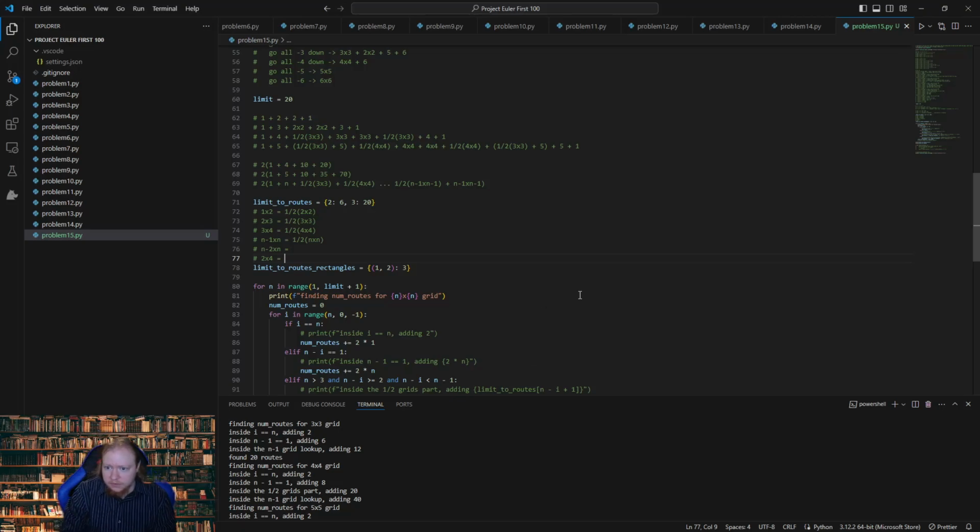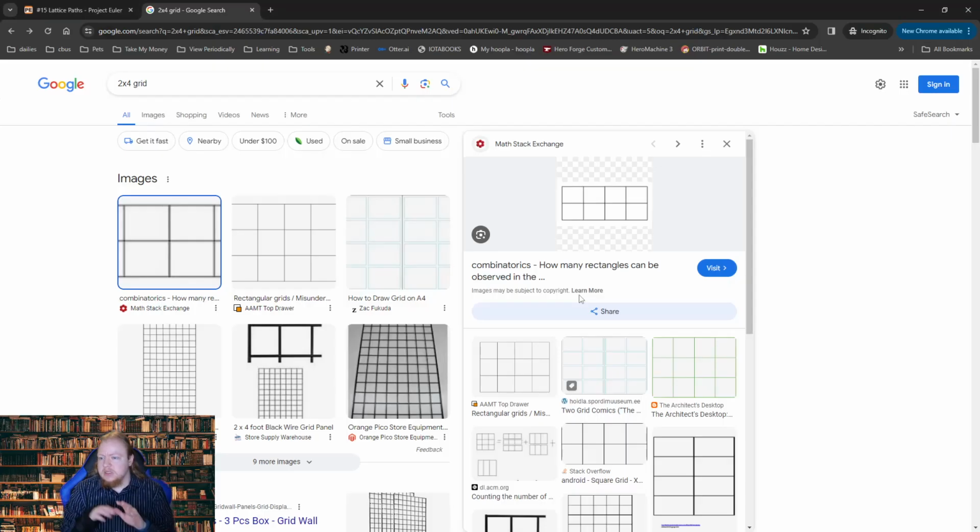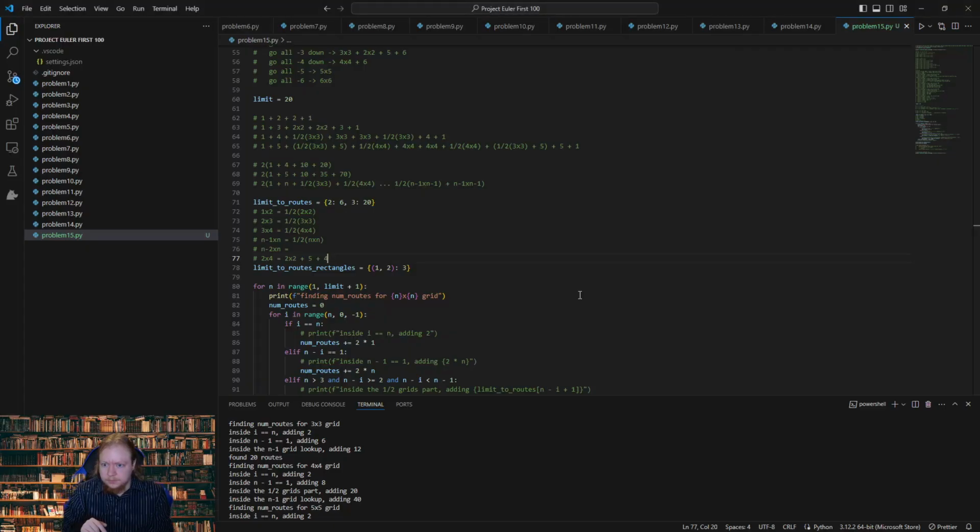So 2 by 4 equals the 2 by 2 plus 5 plus 4. Some of that is an artifact of it being just 2. And that is equal to 15.